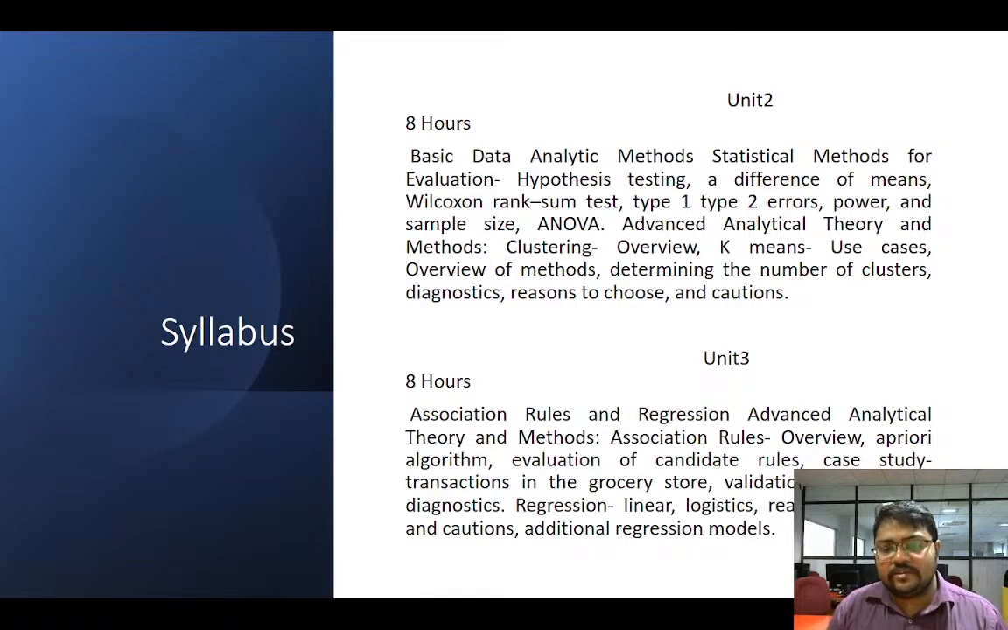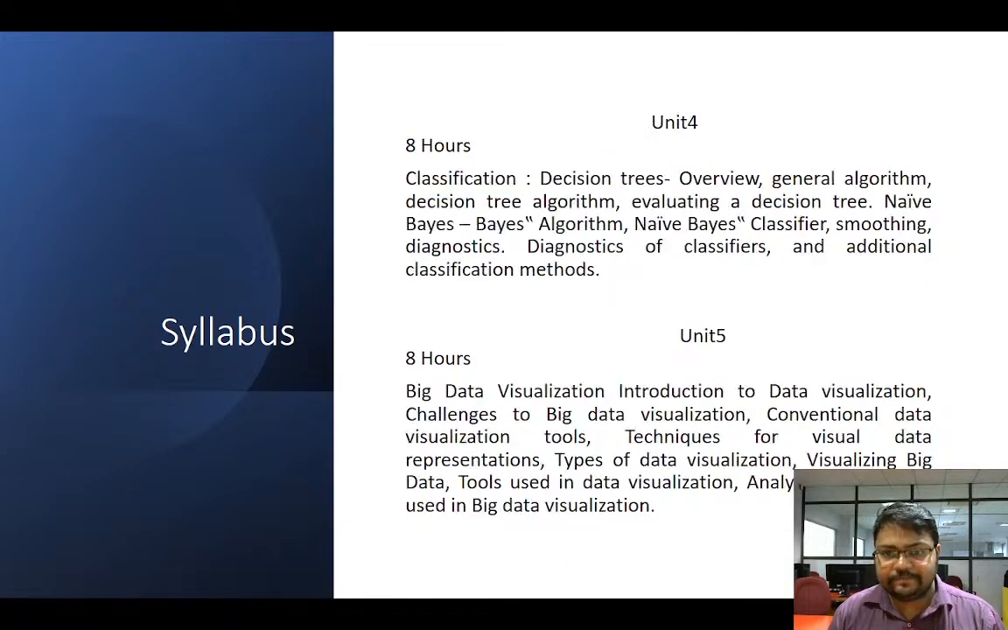In the regression part we take you through linear regression, logistic regression, reasons to choose and cautions, and an introduction to additional regression models which are available.